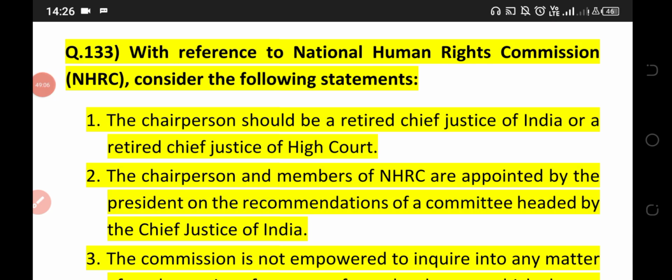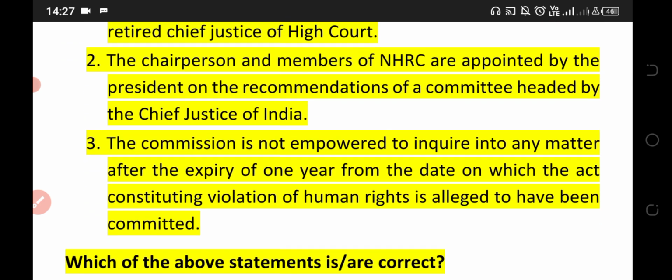Next question. With reference to the National Human Rights Commission, consider the following statements. NHRC के बारे में पूछा जा रहा है. The chairperson should be a retired Chief Justice of India or a retired Chief Justice of High Court. Chairperson and the members of the NHRC are appointed by the President on the recommendation of the committee headed by the Chief Justice of India.